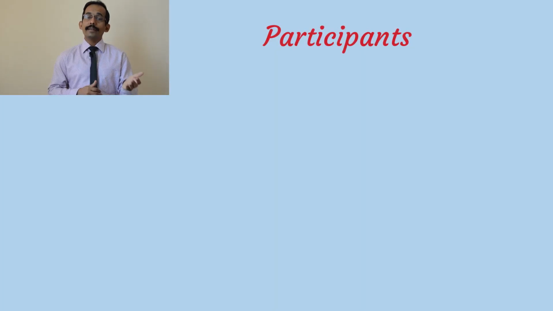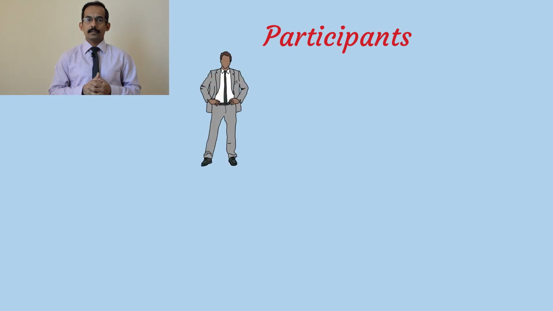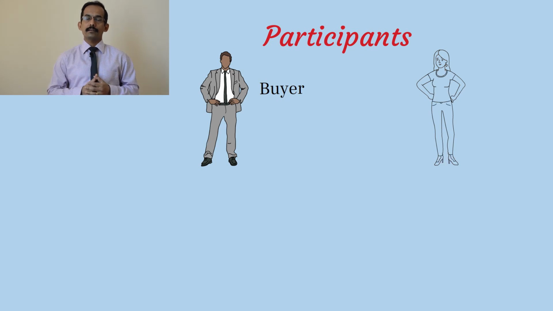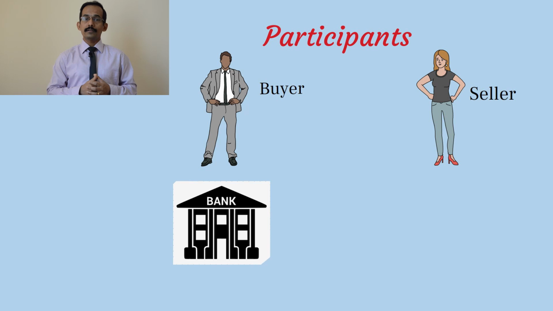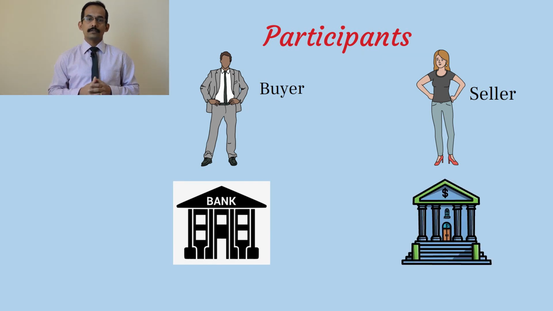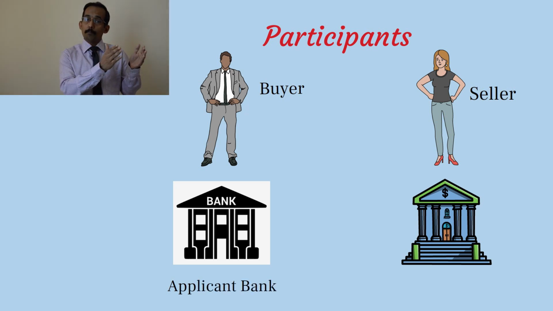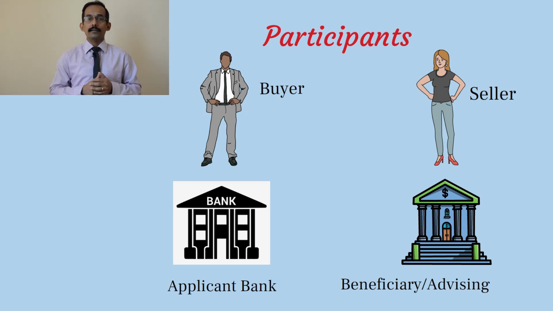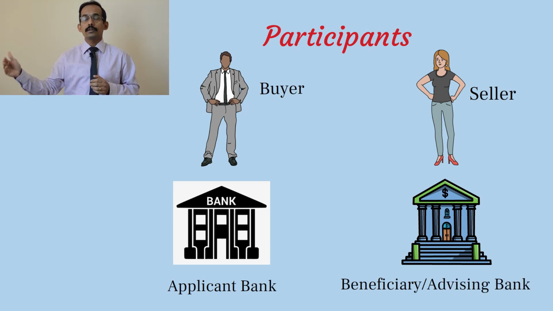We have mentioned that letter of credit is a term that is used in international trade. So for every trade transaction, there should be a buyer and a seller who are the 2 main participants of a letter of credit. Further, LC is a letter issued by one bank to another bank. So there are 2 banks also involved. One is the buyer's bank, which is called the applicant bank, and the seller's bank, which is called the beneficiary bank. These are the 4 basic participants of a letter of credit.